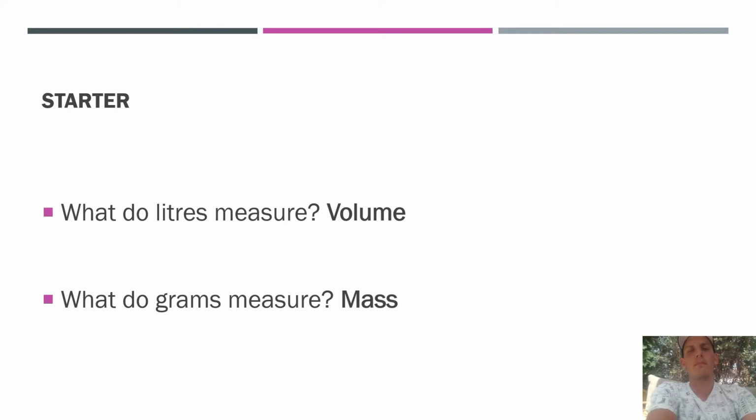Excellent. So litres measure volume, okay, and the volume being the space that the liquid takes up in any kind of container or whatever it's in. And then the grams measure mass, okay, and the mass of something is the amount of substance in it. So for example, I think the one I used before was a PlayStation. So the mass of a PlayStation would be the amount of substance or matter which makes that a PlayStation.